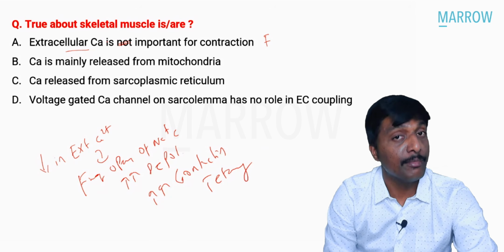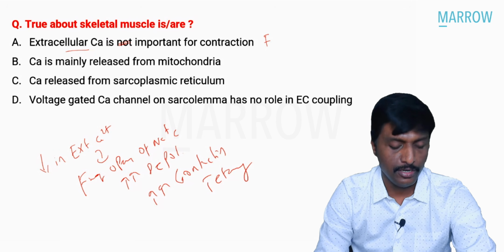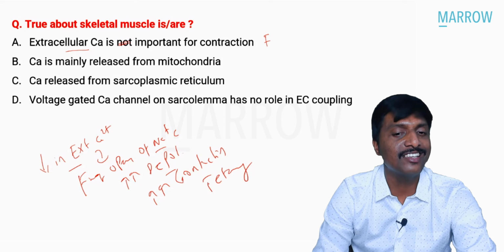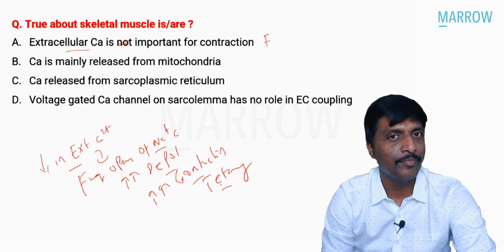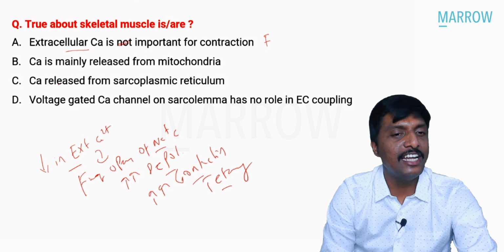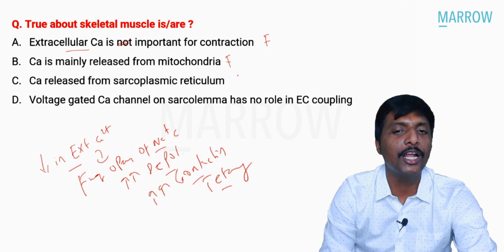Extracellular calcium is important for contraction. It is not important means false. Why? What is the explanation? Fall in extracellular calcium, there is frequent opening of sodium channels, frequent depolarization, sustained contraction, tetany. So extracellular calcium is not important for contraction is false. Calcium is mainly released from the mitochondria? No, false. Calcium is exclusively released from the sarcoplasmic reticulum. True.